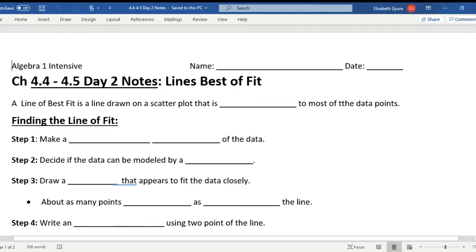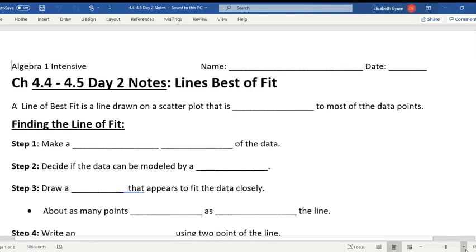4.4, 4.5, day 2. Today we are going to draw lines of best fit.